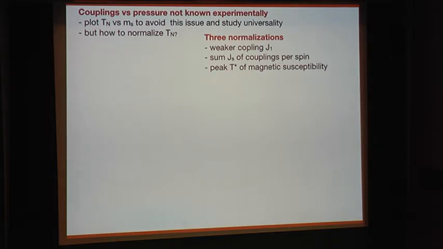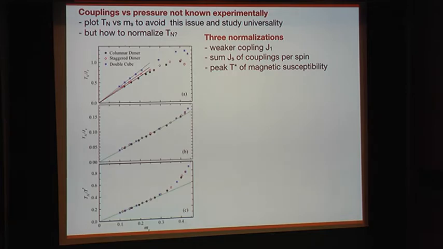And what we wanted to do was to avoid having to deal with the fact that, in the experiment, they don't really know how the couplings change with pressure. So they can plot things as a function of the pressure, but not as a function of some coupling. So one way to avoid that issue completely is to look at the Néel temperature as a function of the ordered moment at 0 temperature, because that doesn't involve the couplings at all.